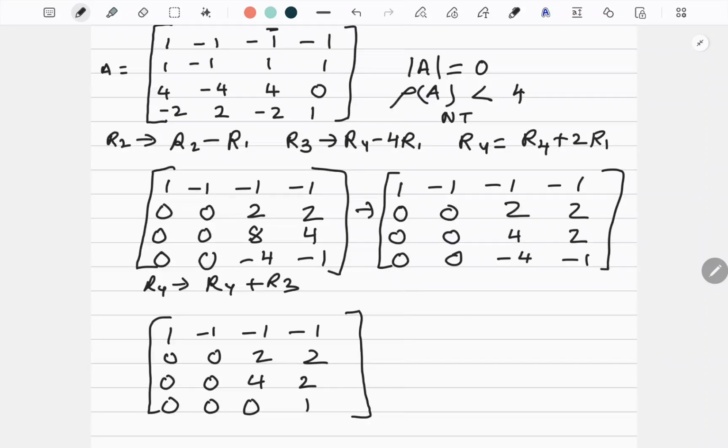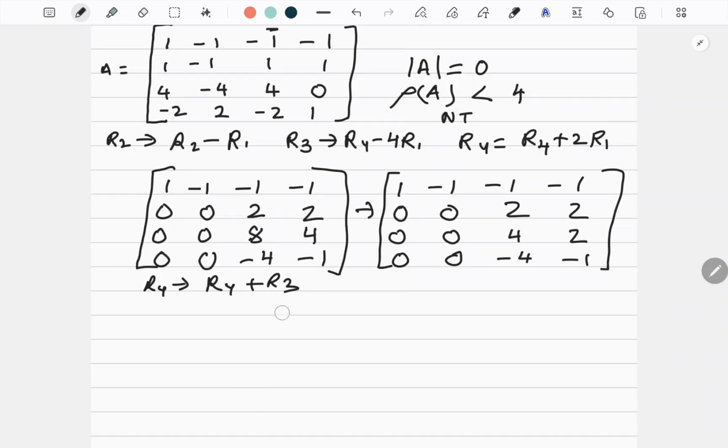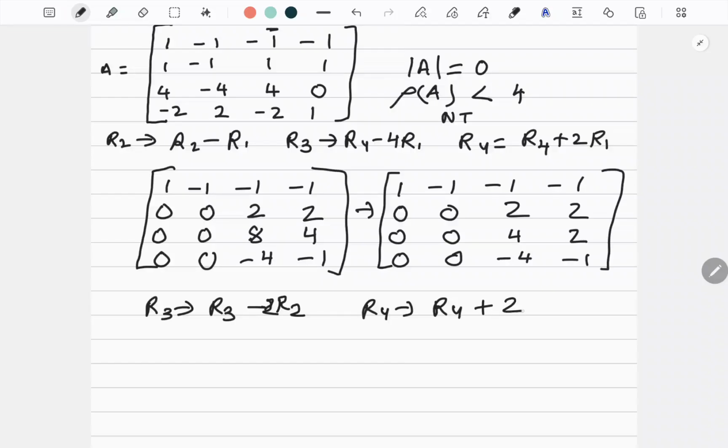Now I can make this number also 0. If you observe, this 4 also I can make 0 by using this. So actually if I had started with this, I could have made these two numbers 0 simultaneously. Right? So let me do that. That is a much smarter way to handle the question. So what I'll do: in R3 I'll do R3 minus 2R2, and in R4 I'll do R4 plus 2R2.